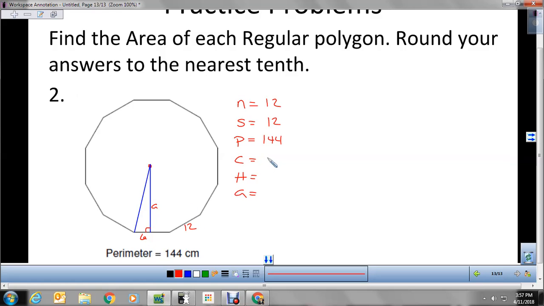And now to find the central angle, you're going to do 360 divided by 12, which is going to be 30. And half of that is going to be 15. So this angle right in here is 15 degrees. So once again, we have the opposite and adjacent, so we're going to use the tangent function. So tangent of 15 is equal to the opposite, 6, over apothem A, adjacent. Cross multiply, A tangent 15 is equal to 6, divide by tangent 15.